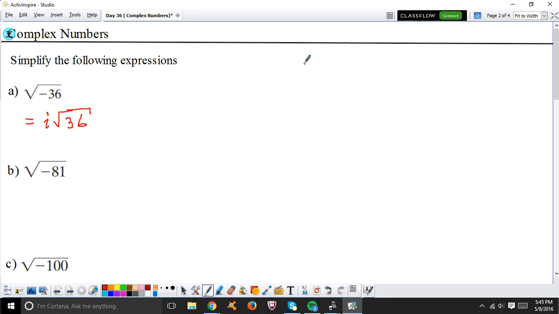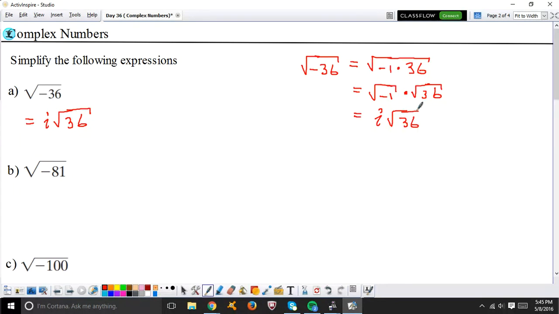And this is because the square root of -36 is equal to the square root of -1 times positive 36, which is equal to the square root of -1 times the square root of 36. And we know that the square root of -1 equals i, so it's i times the square root of 36. This is the reason why, but it's okay if you just use a shortcut. Take the square root of a negative number, take the i out, and rewrite it as positive. It's okay. This is just the explanation.